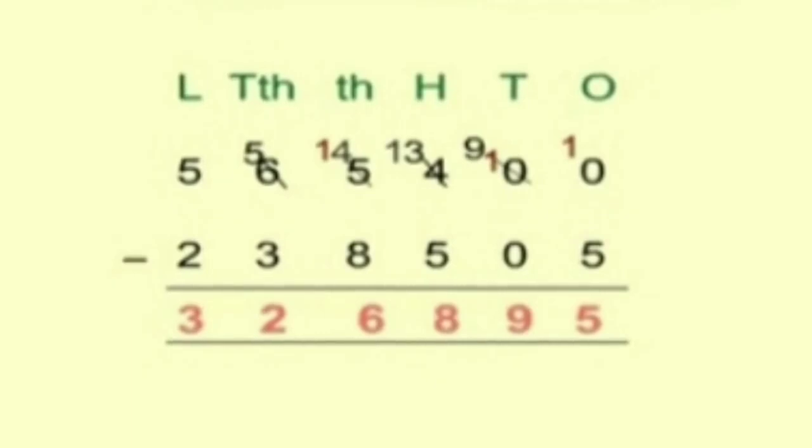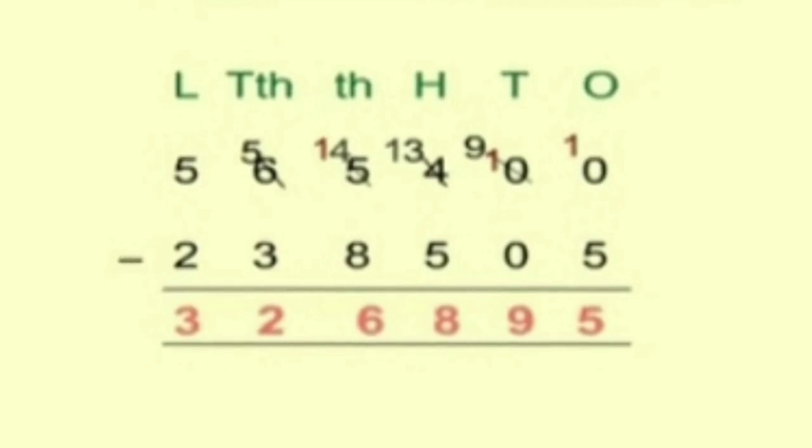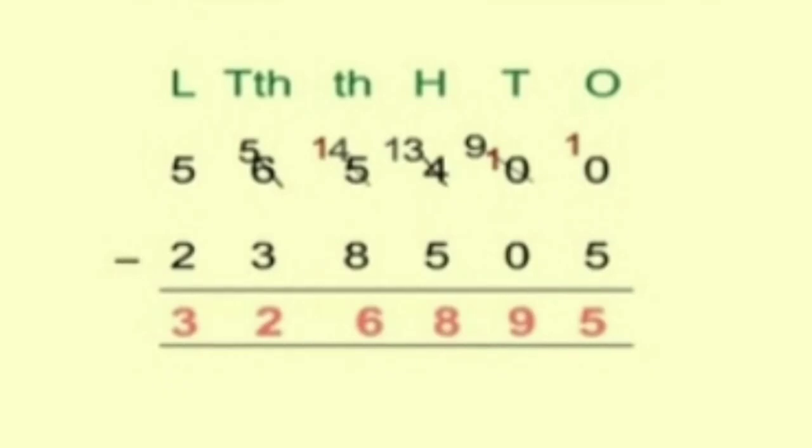So after the subtraction of 2,38,505, we just got the answer as 3,26,895. So this method is known as subtraction with regrouping or subtraction with borrowing. Now what you have to do? You have to do a lot of practice to clarify all your concepts.